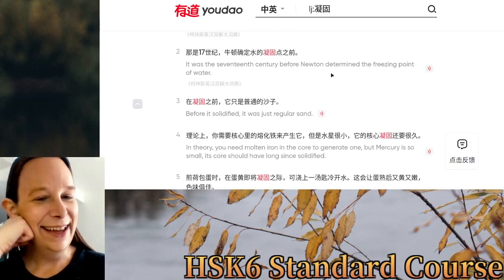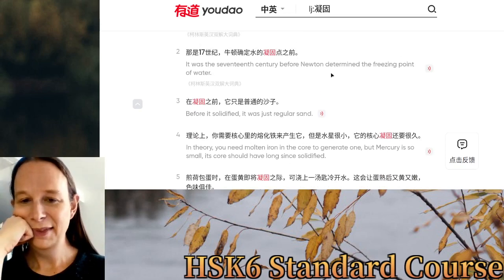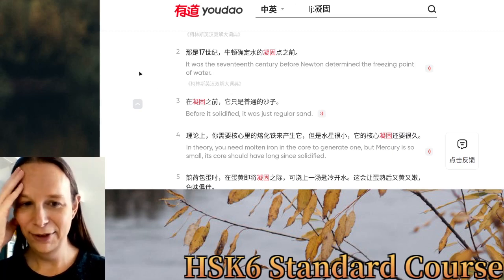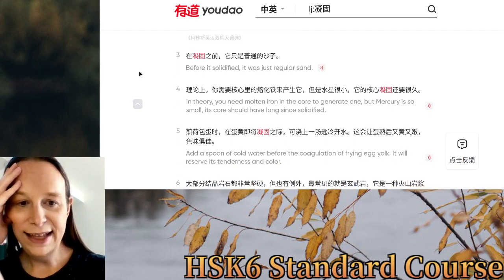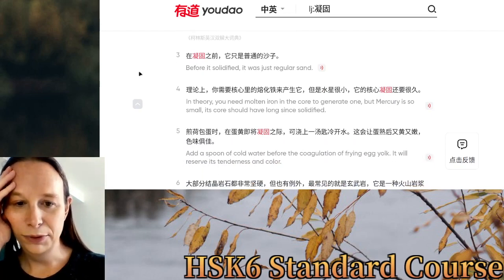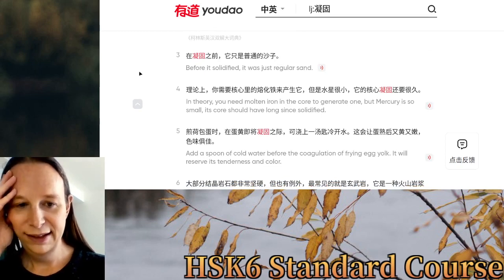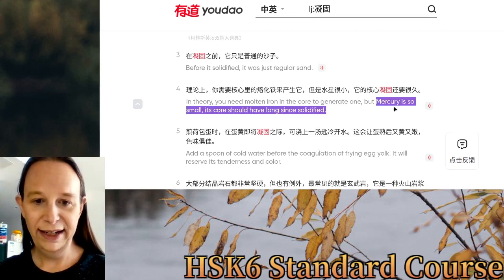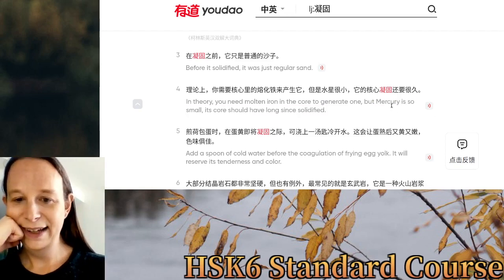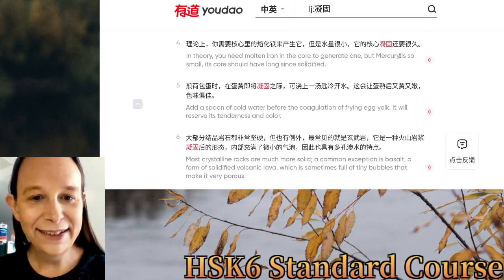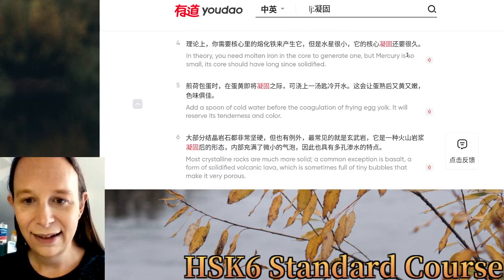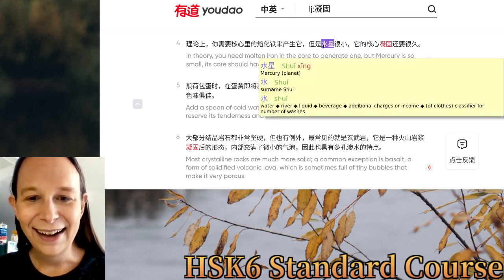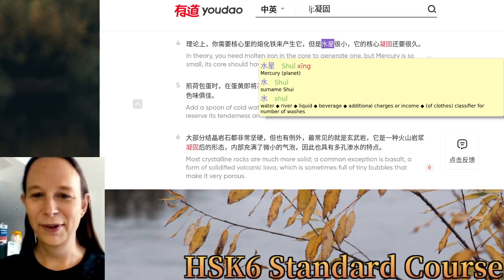I don't actually know the answer to that. Presumably there was some other scale at the time for temperature. 在凝固之前，它只是普通的沙子. So sand. Can sand coagulate? Mercury. So mercury becomes a liquid at room temperature. It's an interesting character. Where's the character? But Mercury is so... Oh, no, this is the planet, is it? 水星? Yeah, it's a planet. Oh, that's disappointing.